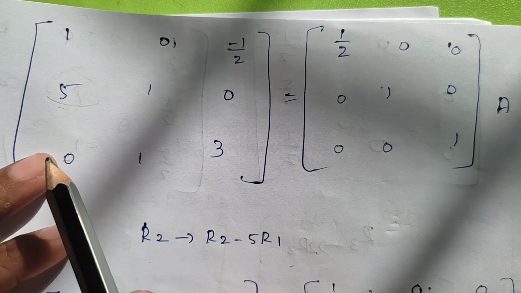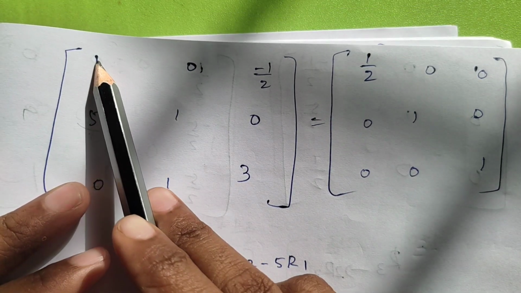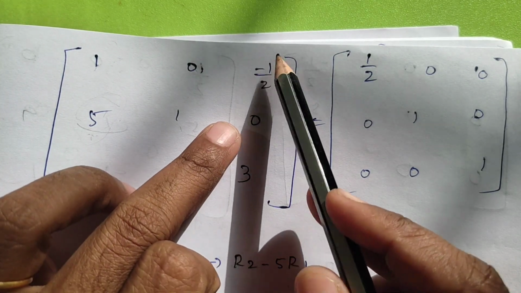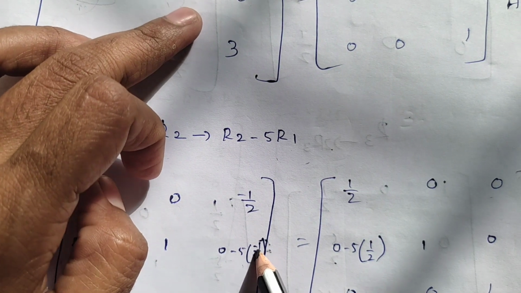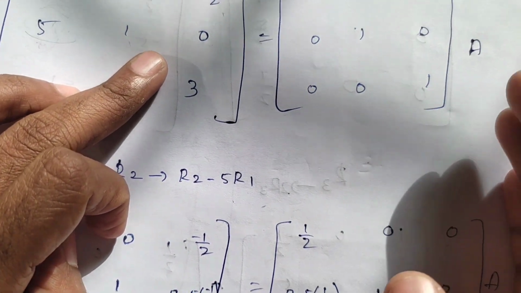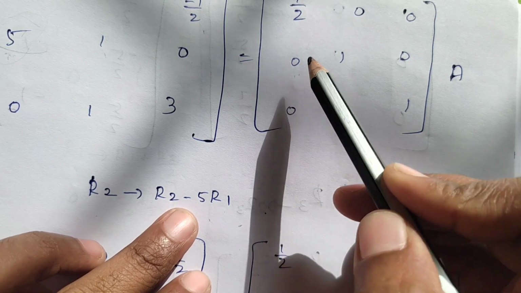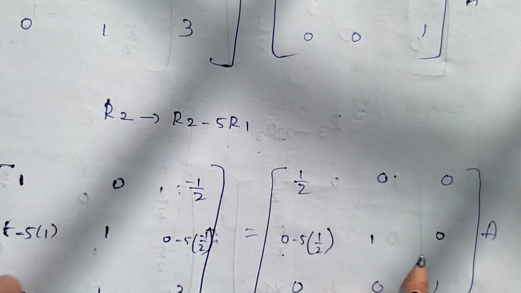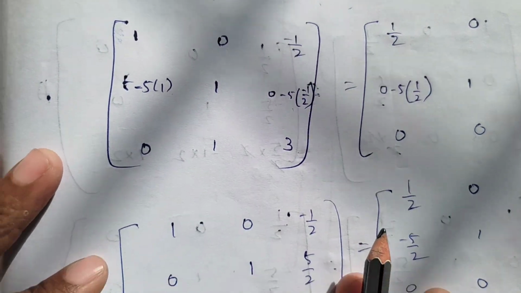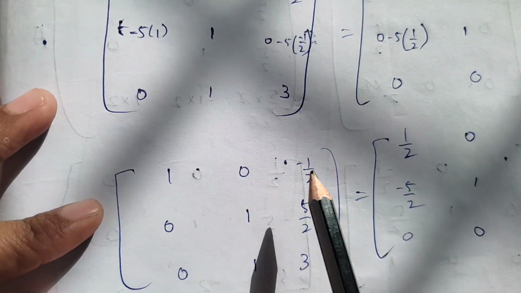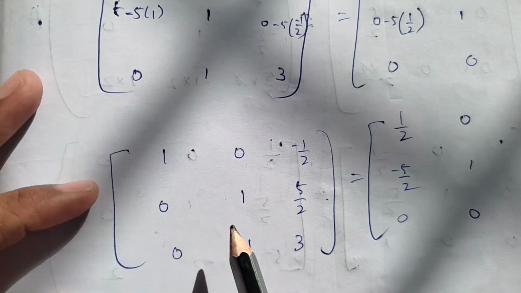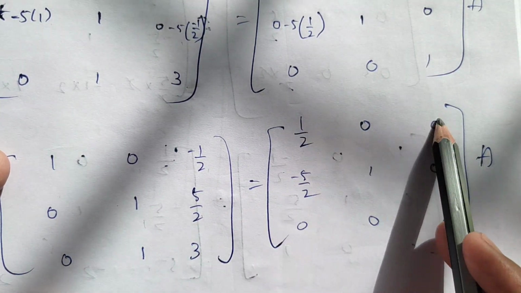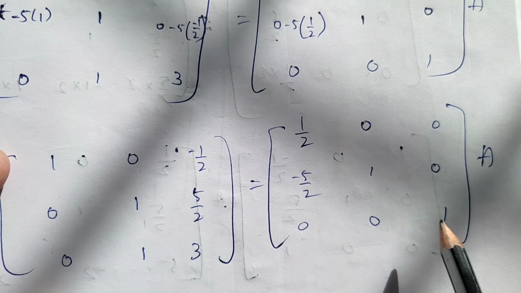Here R2 alone changes: 5 minus 5 into 1, 1 minus 5 into 0, 0 minus 5 into minus 1 by 2. So 0 minus 5 into minus 1 by 2. Same thing in the RHS: R2 0, 0 minus 5 into 1 by 2, 1 minus 0, 0 minus 0. That is what is written. On simplification we get 1, 0, minus 1 by 2, 0, 1, 5 by 2, 0, 1, 3. In the RHS, 1 by 2, 0, 0, minus 5 by 2, 1, 0, 0, 0, 1.